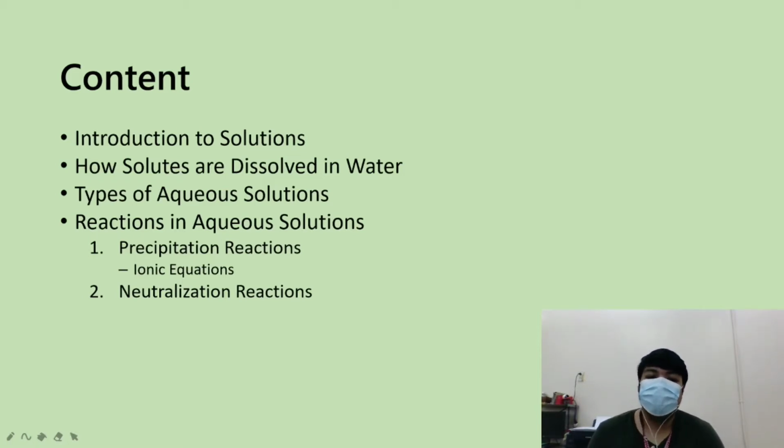Then after that, we will discuss types of aqueous solutions, or solutions wherein the water serves as the solvent or the dissolving agent, and we'll also discuss some reactions that occur in aqueous solutions. There are actually three: precipitation, neutralization, and redox or reduction-oxidation reactions. However, I will not be including redox in this video. I will discuss redox reactions in a separate video because of the length of its scope. Okay, so let's start.